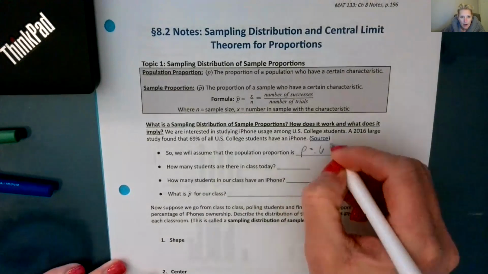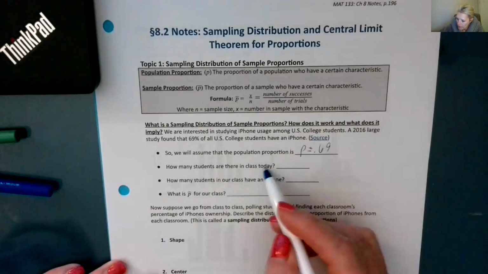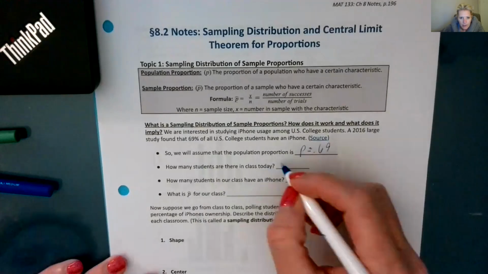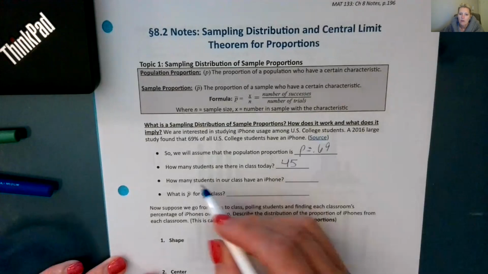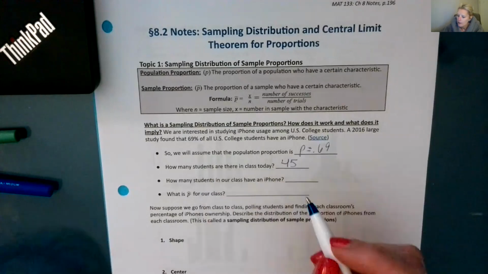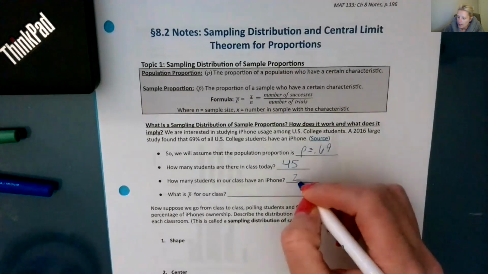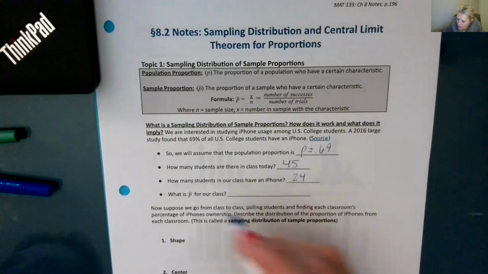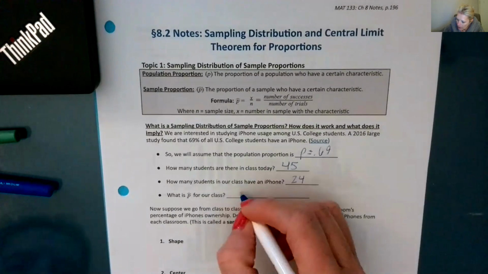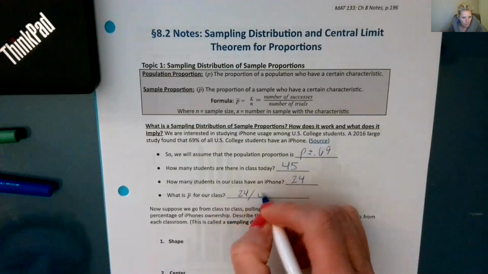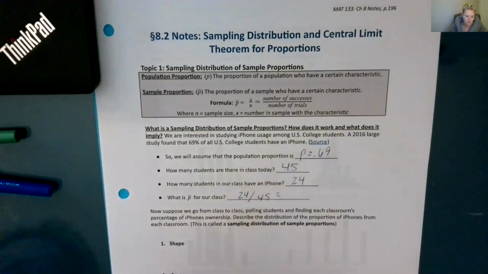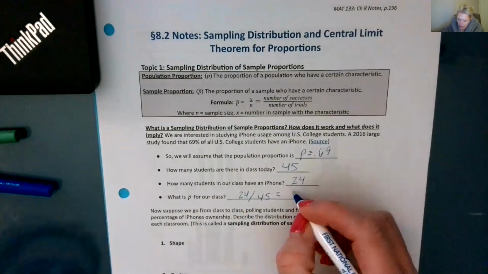How many students are there in class today? So there are 45 of you. How many students in our class have an iPhone? We're going to say 24. So what is p hat for our class? That would be 24 divided by 45, and that comes out to be 53.3%, or 0.533.